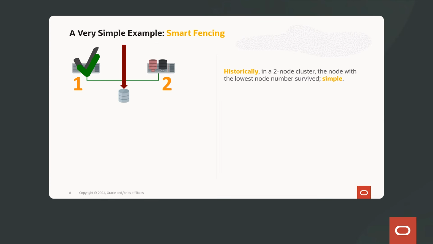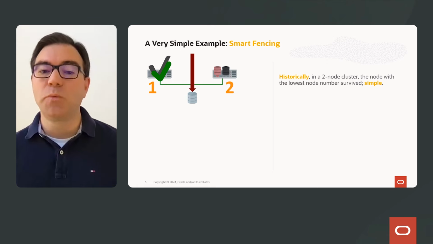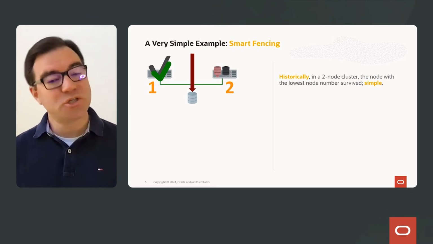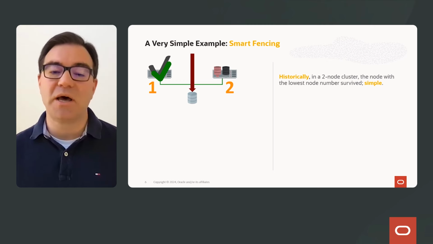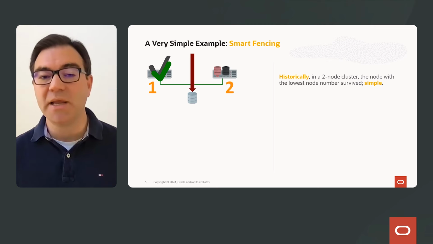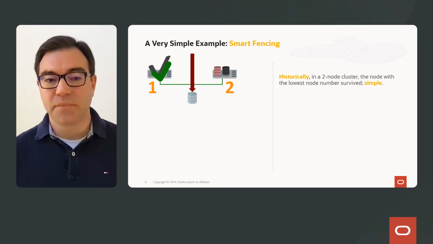Using the rule on the right, in this example, the node with the lowest node number, number 1, on the left side, would survive, and node number 2 on the right side, which is actually running all the workload, would be fenced, meaning it would be removed from the cluster, which means the workload running on node 2 at that moment would be failed over to the first node, which is fine, except it would have been much smarter if the cluster could have realized and recognized where the workload was running, and if possible, let that workload survive.